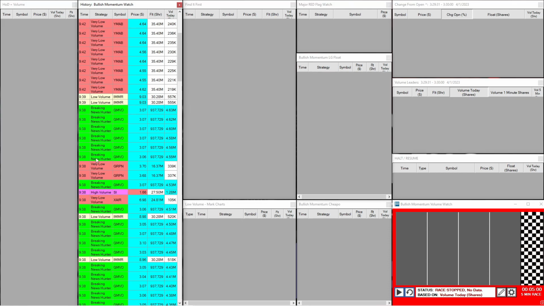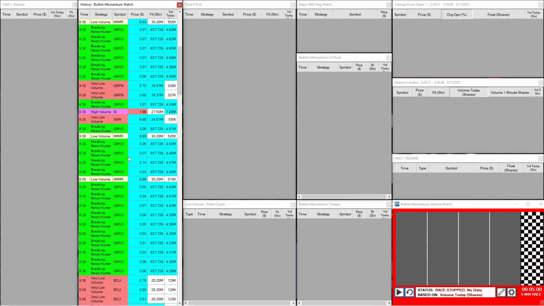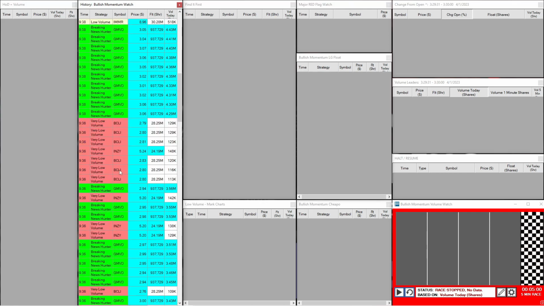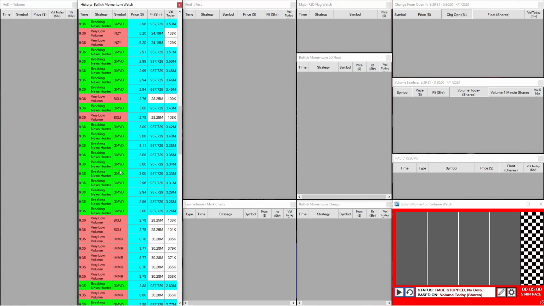We've got, again, breaking news hunter on GMVD. Sure enough, it did have news, but it was bad news, right? It ended up going down on that news. But GMVD had a lot of volume and it just gapped down from where it was, and it did have news. So we have scanners in here that are trying to find where there is possible news, so that we don't have to be scrambling looking for that news specifically, because I don't need a specific type of news to trade.